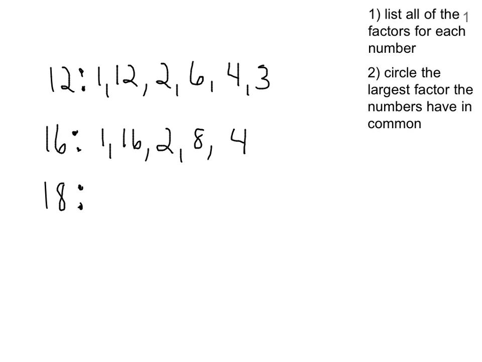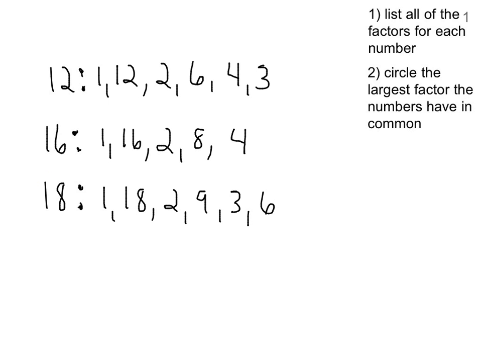Now let's go to 18. Again, easy ones first. 1 times 18. 18 is an even number, so that gives me 2 times 9. And if you look here, 8 plus 1 is 9, and I can do 9 divided by 3, so I can use a 3, and that gives me 3 times 6. And now I've listed all the factors.